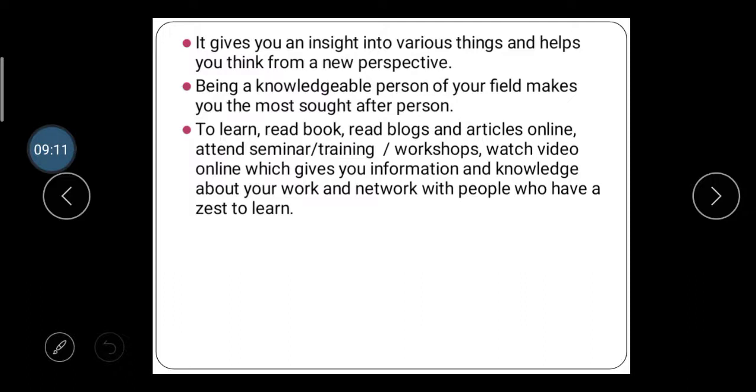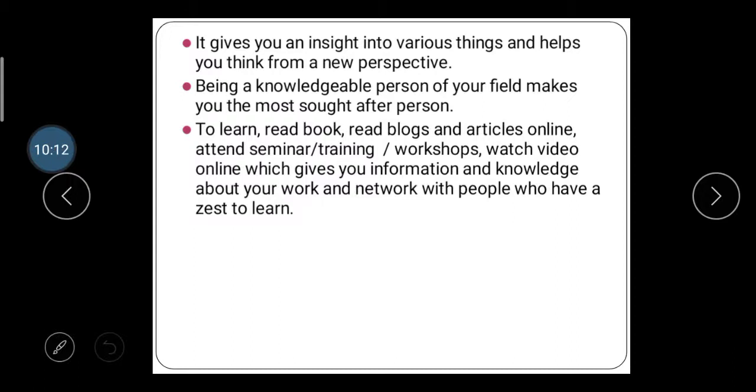You can also learn from the experts. If you have expertise in your overall field, then you have new knowledge that not every person has. So expertise is very important in your field. Then after, to learn, read books, read blogs and articles online, attend seminars, trainings and workshops, watch videos online which give you information and knowledge about your work, and network with people who have the zeal to learn. If a person has enthusiasm regarding their work, then reading blogs and articles provides a new way of learning. So first of all is reading and learning.